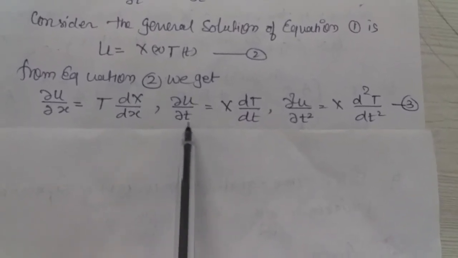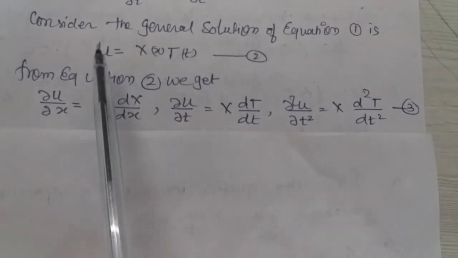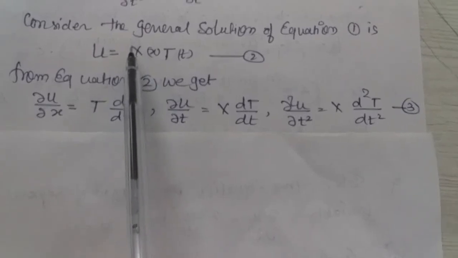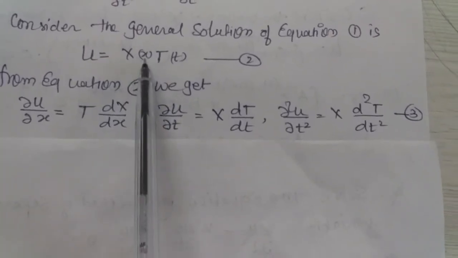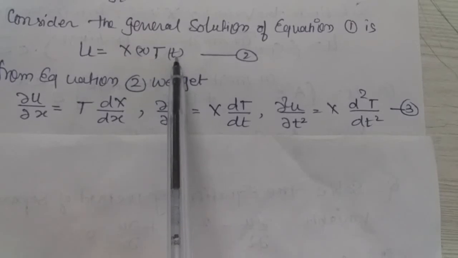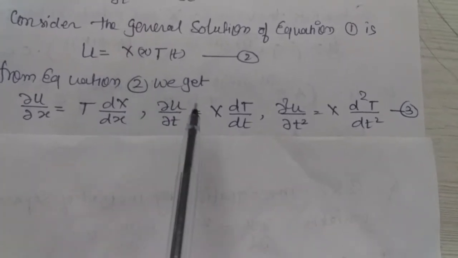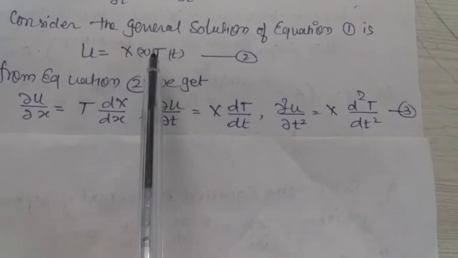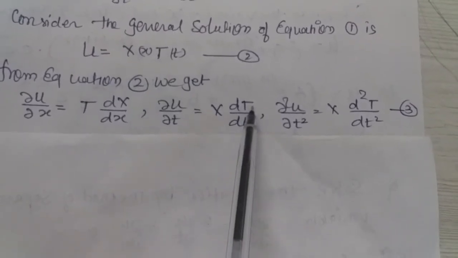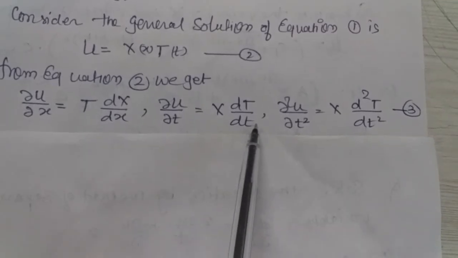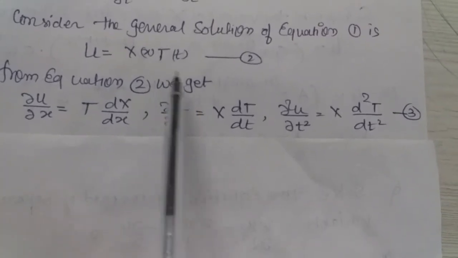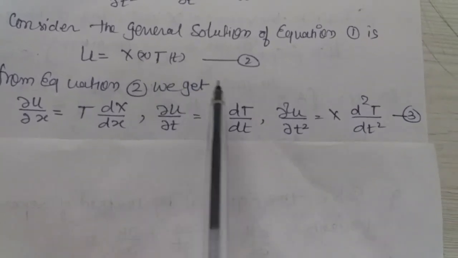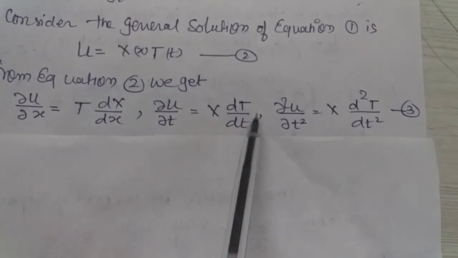Now del u by del t, the partial derivative of u with respect to t. Here X is a function of x, therefore it is constant with respect to t, and therefore we multiply X as it is. Now the partial derivative of T with respect to t is dT by dt, and again T is a function of single independent variable t, therefore the partial derivative is same as the ordinary derivative.